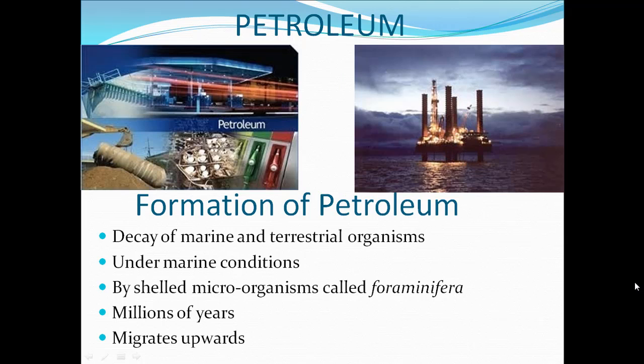Now we'll understand the formation of petroleum. Petroleum is primarily formed due to the decay of marine and terrestrial organisms, that too in the marine condition. Now these shelled microorganisms are called foraminifera. For millions of years, these microorganisms in huge volume gradually get buried beneath the ocean floor. These organisms are responsible for the formation of petroleum. Consequently, this petroleum migrates upwards.